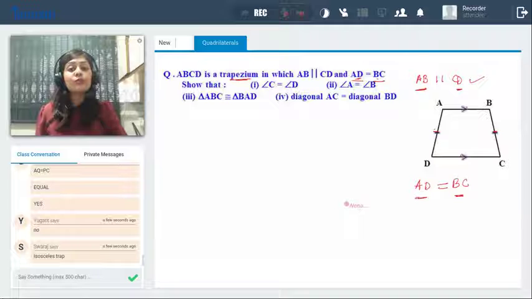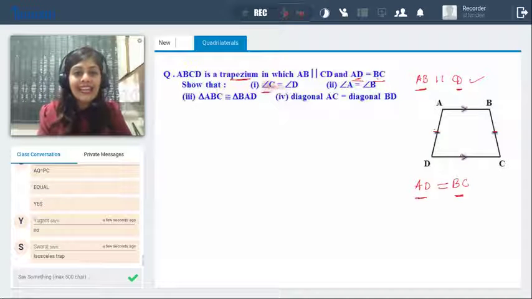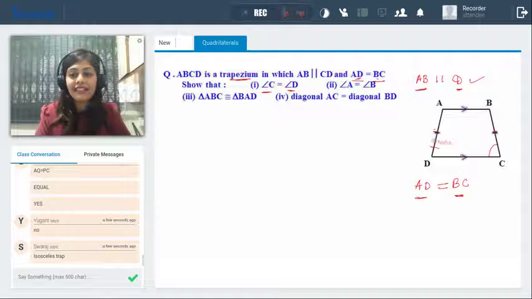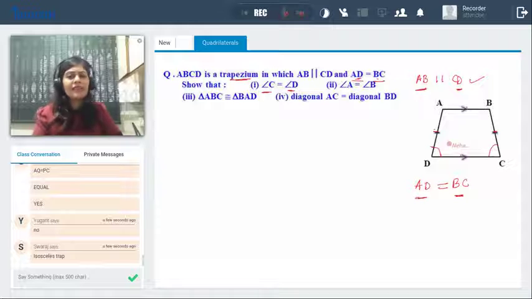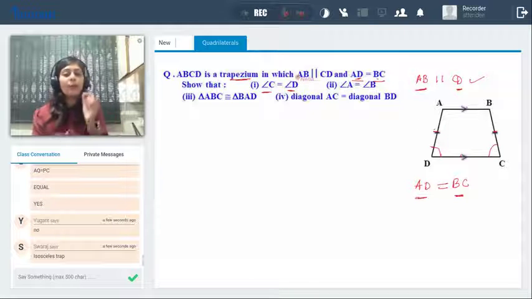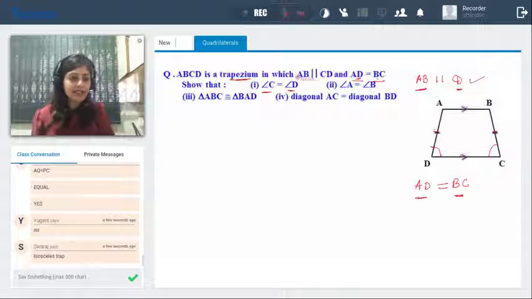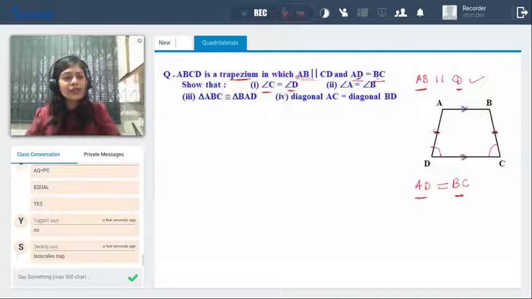But what do we need to prove? We need to prove angle C equal to angle D. We need to prove angle C and angle D equal to each other. All right, students. Now, extremely easy. I've always said whenever you need two angles equal or two sides equal, just prove two triangles congruent. But we don't have two triangles, right? We don't have two triangles out here.